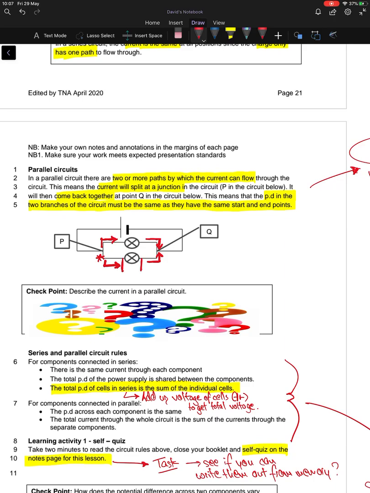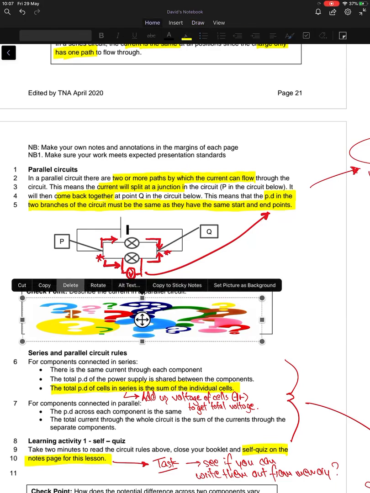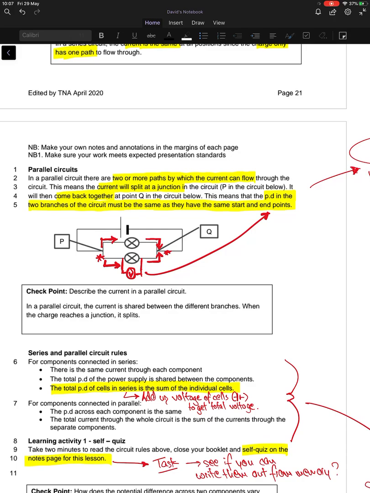So if you were to measure the voltage across either bulb, you would see that they were the same because they have the same start and the same end points. So, describe the current in a parallel circuit. How would we describe that? In a parallel circuit, the current is shared between different branches. That's the key bit. When the charge reaches a junction, it splits.